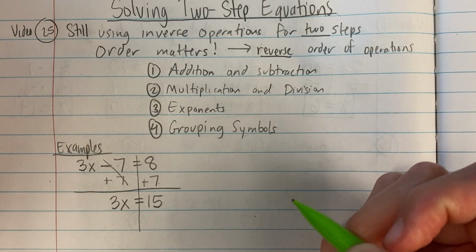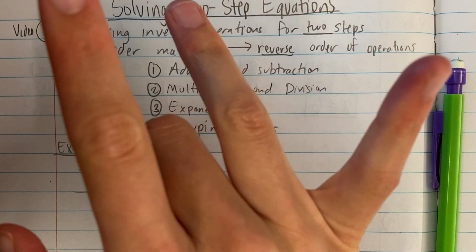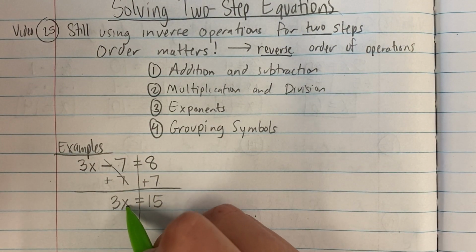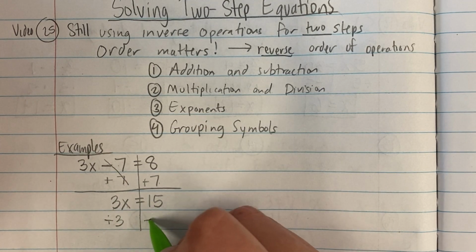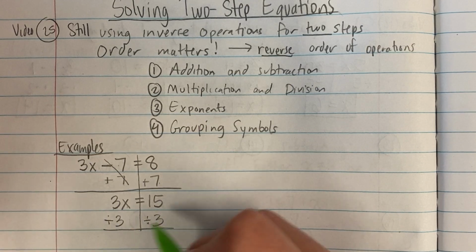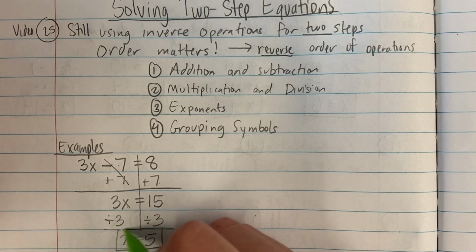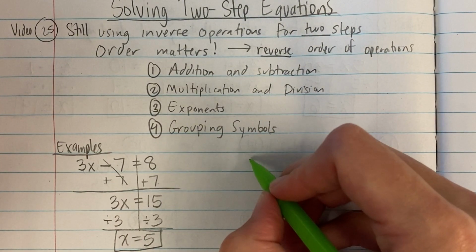Use your fingers, okay, if you need to. Just 8, 7, and then 9, 10, 11, 12, 13, 14, 15. This is 3 times x. This is multiplication. How do I undo multiplication? I divide. I'm going to divide by 3. Same thing on the other side of my wall. I get x equals 15 divided by 3 is 5. Okay, let's do one more example.